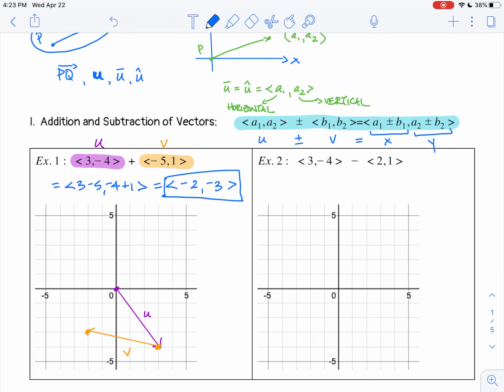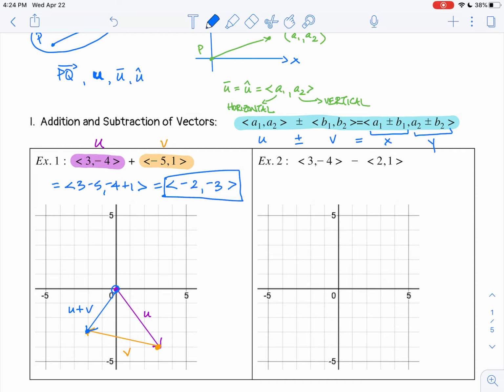So if we go back to blue for our u plus v, we said that that was negative 2 comma negative 3. Well, from this origin, if I go negative 2 and negative 3, look at where I end up. I end up at the same place I would have ended if I did u plus v. So the blue one is u plus v, all right? And so when we're adding together two vectors, we're kind of making two sides of a triangle, and we need to find the third side.